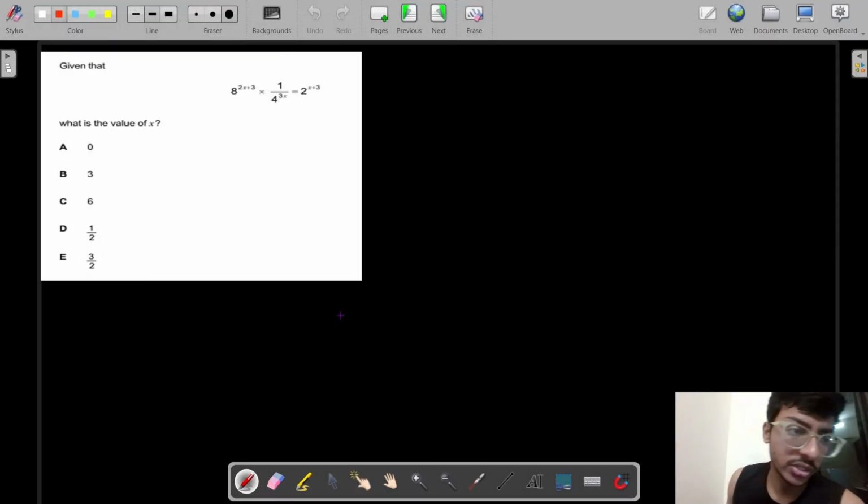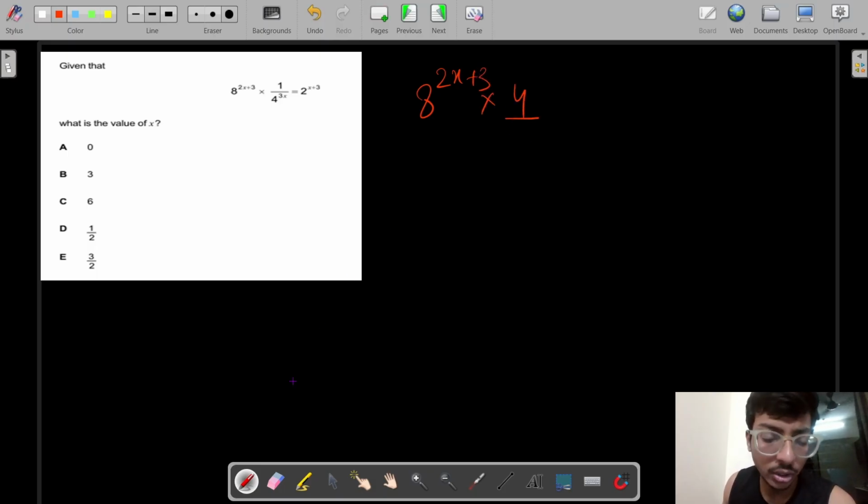So here is the third question on the screen. The question says that there is an expression: 8 to the power 2x plus 3 into 1 upon 4 to the power 3x, which is equal to 2 to the power x plus 3.